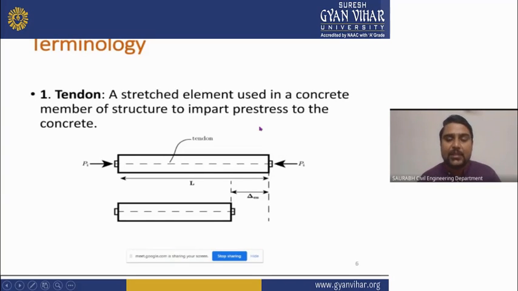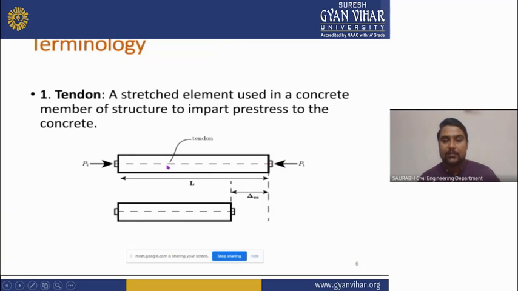And here we will see the terminology of pre-stressed concrete. First, we will see the tendon, which is also a material used in the preparation of pre-stressed concrete. As you can see, it is a stressed element used in a concrete member of a structure to impart pre-stress to the concrete.